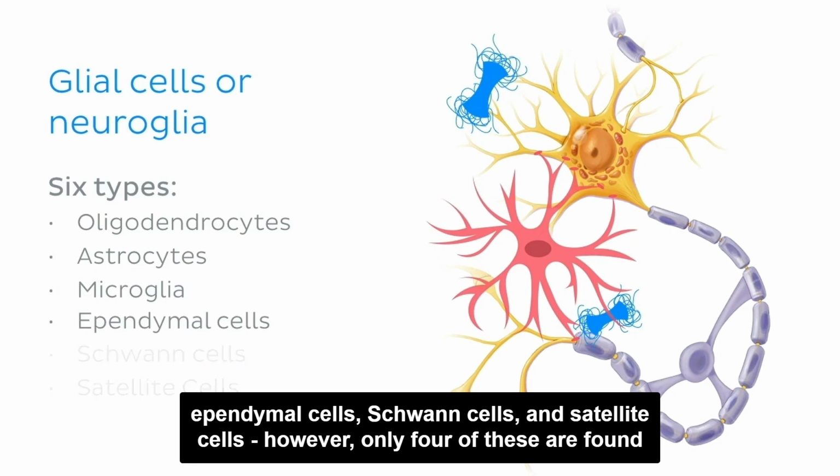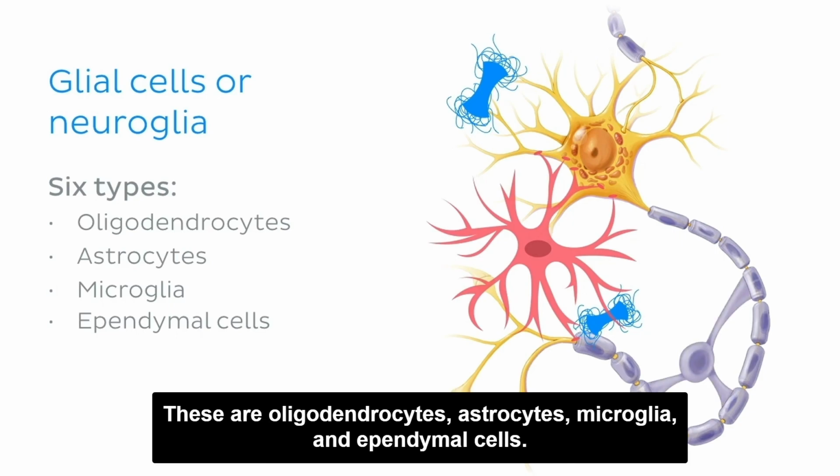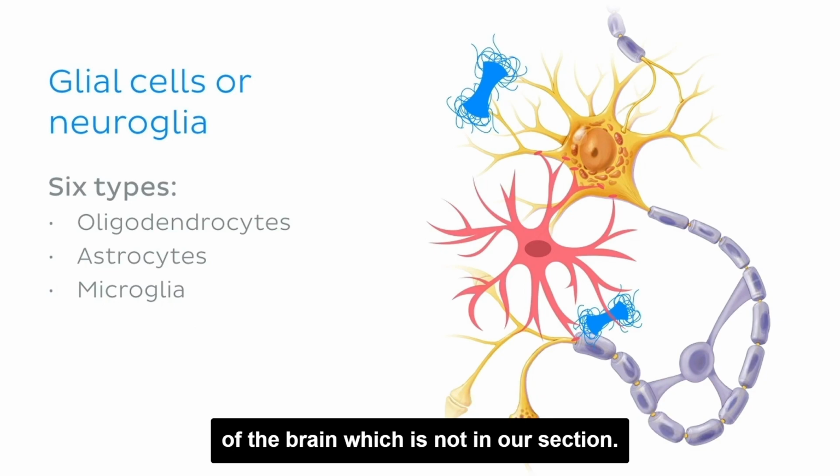However, only 4 of these are found in the central nervous system. These are oligodendrocytes, astrocytes, microglia, and ependymal cells. We won't be talking about ependymal cells today, as they are only found along the ventricles of the brain, which is not in our section.